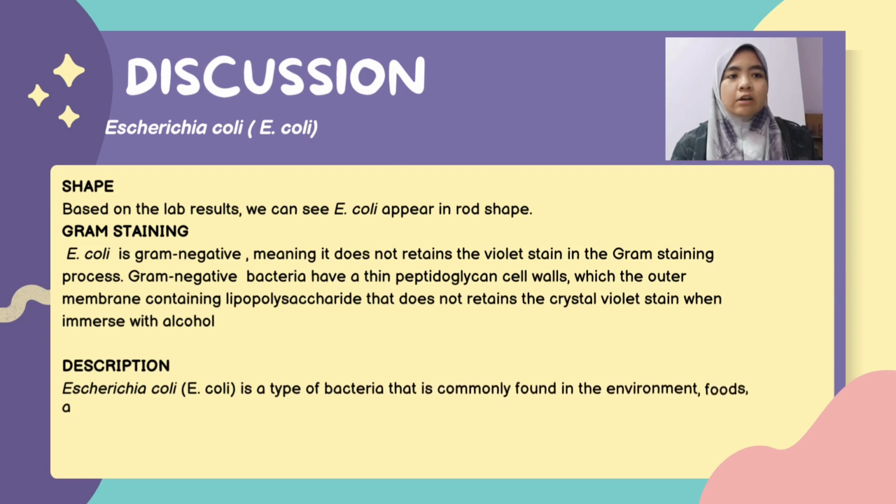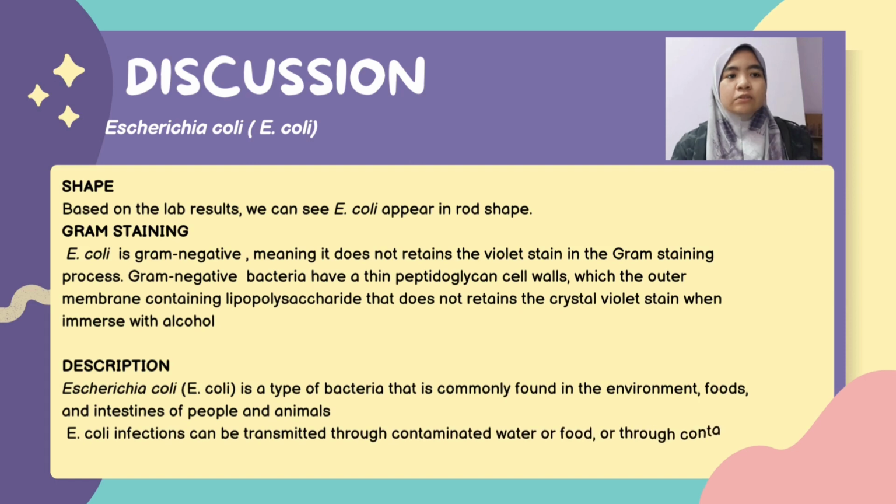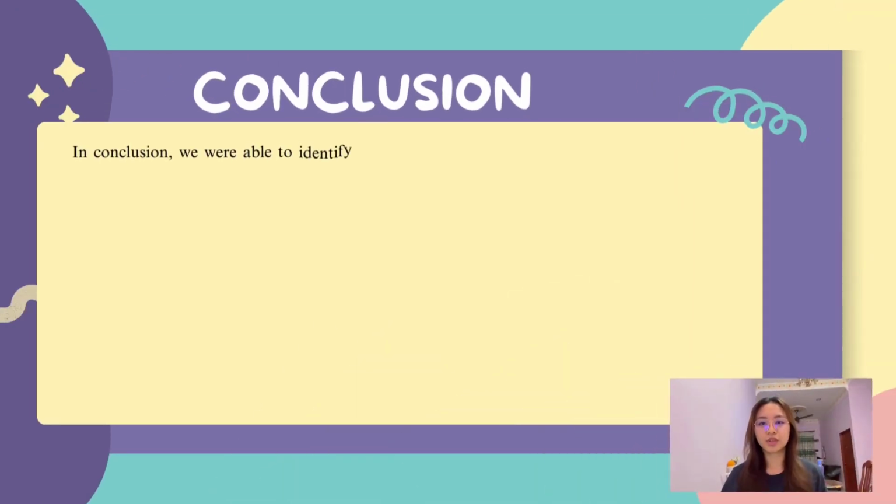E. coli is a type of bacteria commonly found in the environment, food, and intestines of people and animals. E. coli infection can be transmitted through contaminated food, water, or through contact with an animal or person. In conclusion, we were able to identify Staphylococcus aureus and Escherichia coli, which show different characteristics.